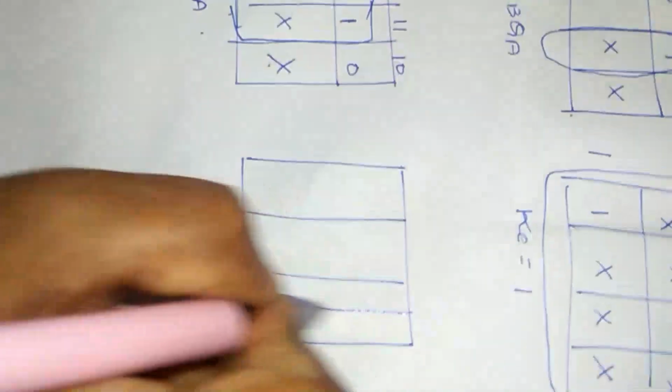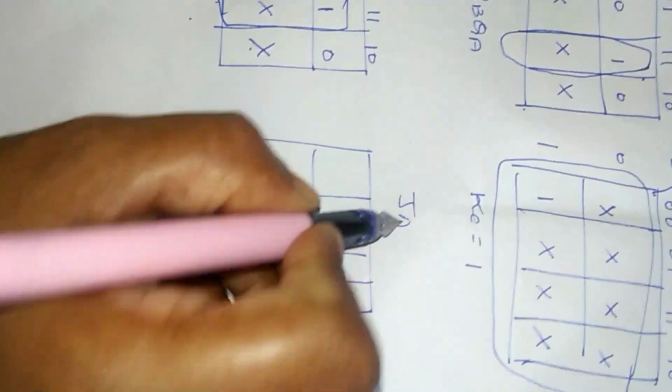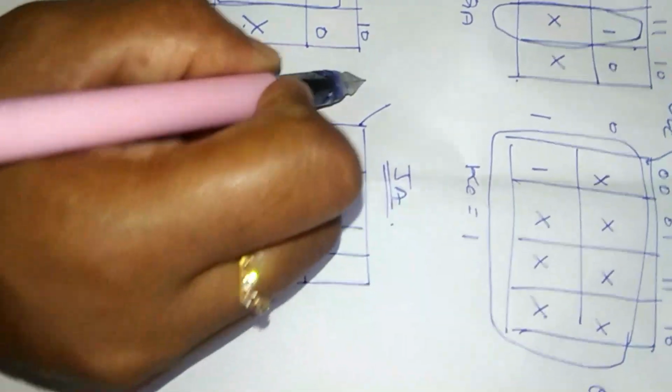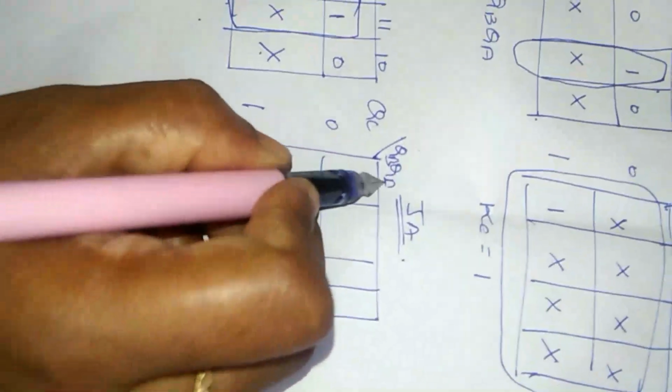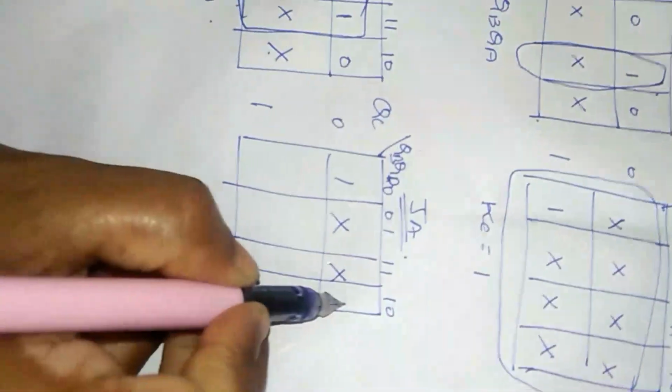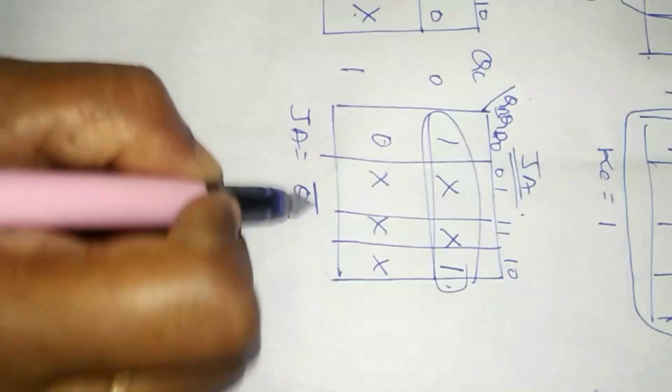And for JA, sorry, it is for JB, and KB is over. Now it is for JA. So here it is QC, QB, QA, 0, 1, 0, 0, 0, 1, 1, 1, 1, 0. So the inputs are 0, x, x, x. So here for JA you have QC bar.